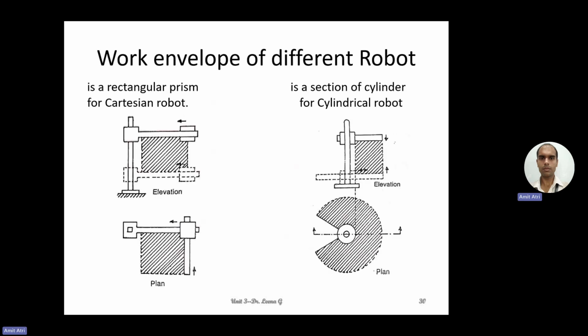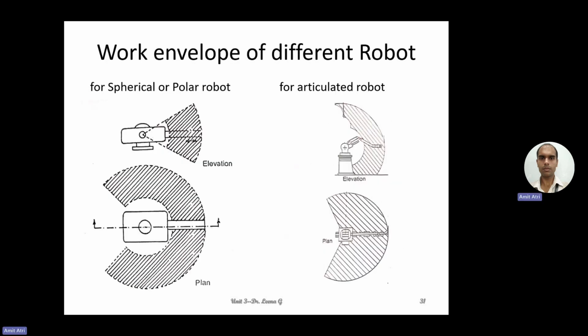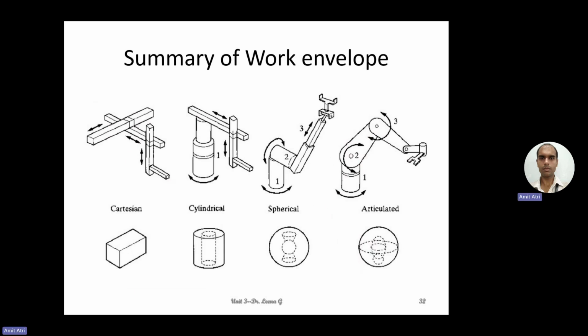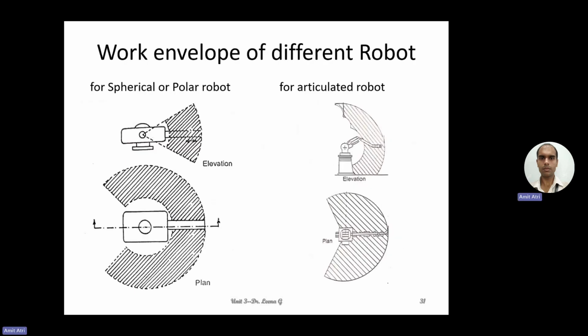So here are the diagrams. The first case is a rectangular prism for the Cartesian robot. Then the second diagram, where the movement is round: a section of a cylinder for a cylindrical robot, shown in front view and top view. Then for the spherical polar robot and the articulated robot, here we can see how it is moving, in side view and top view.